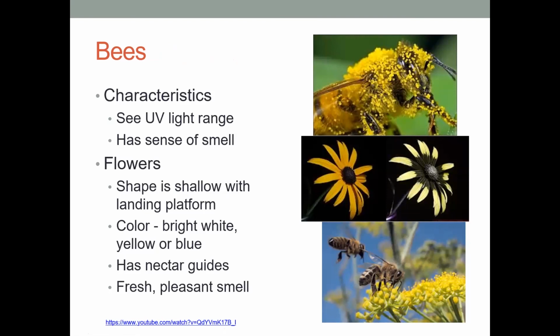So a lot of times the flowers that attract bees smell nice and have a very strong aroma. Bees also see in UV light, so a lot of times the nectar guides on these flowers are going to be in the UV spectrum, guiding the bee to the center of the flower, where it can pick up pollen and deposit pollen on a stigma on another flower.